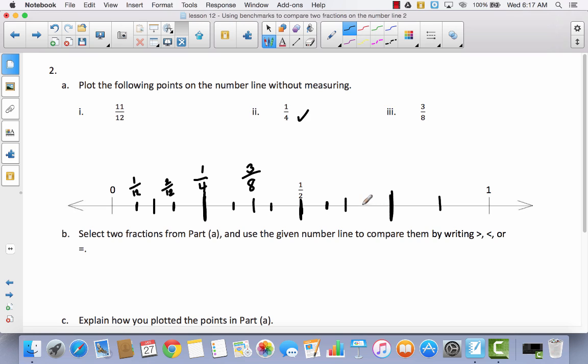7/12, 8/12, 9/12, 10/12, 11/12, 12/12. Okay, so these are 12ths. 1, 2, 3, 4, 5, 6, 7, 8, 9, 10, 11, 12.